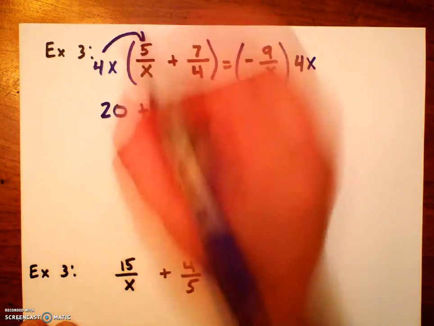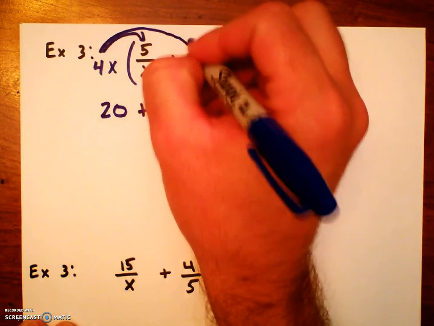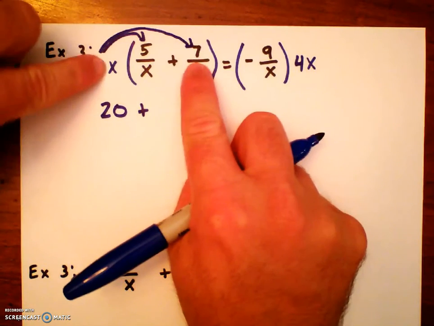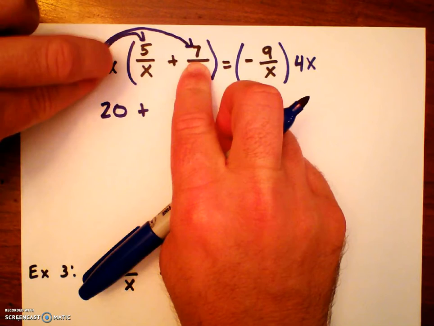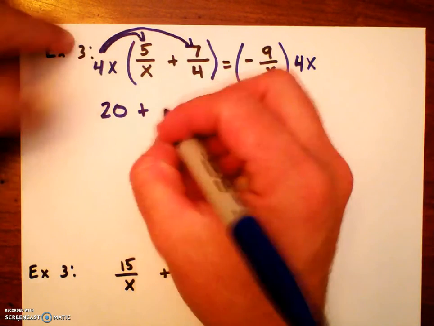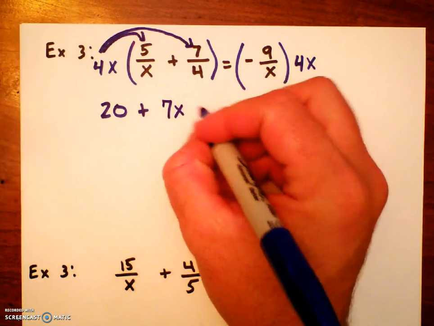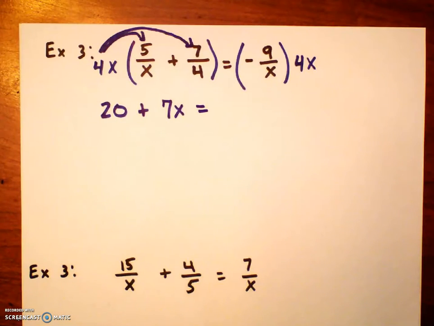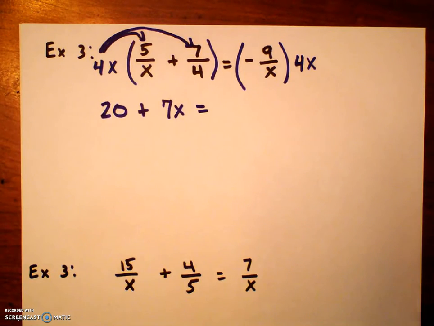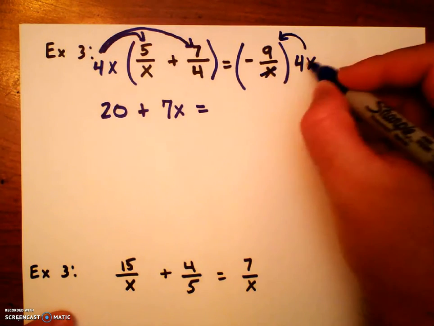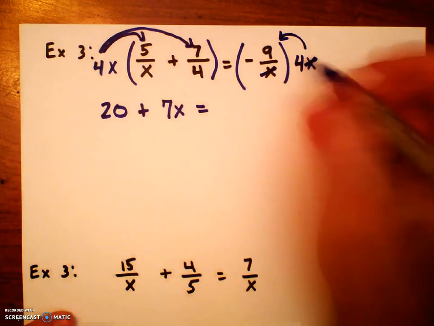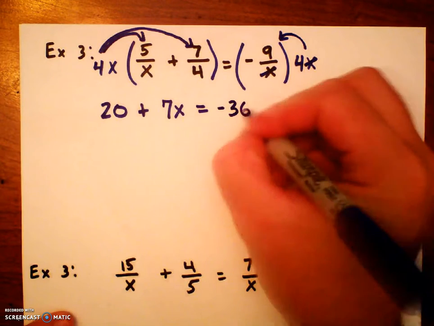When you distribute the 4x to the second fraction, the 4's will cancel, and you're left with the 7 times the x, which is going to get you 7x. And on the right-hand side, you don't have to distribute because there's not two terms, but you're just going to multiply these two, and the x's will cancel, and you're left with negative 9 times 4, which is negative 36.